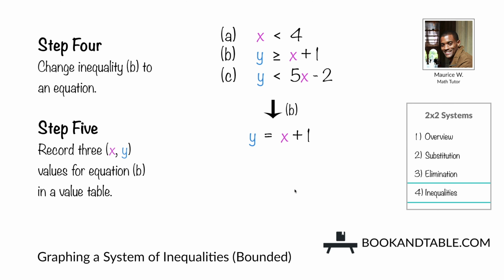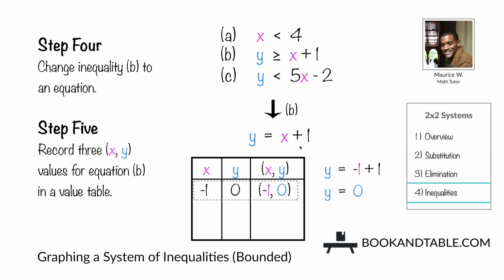And now we want to create a value table for B. So step 4, change inequality B to an equation. We change the greater than or equal to sign to an equal sign. And now we have y is equal to x plus 1. So we can create a value table for equation B. So when x is -1, y is equal to -1 plus 1, which is 0. So the first point in the value table is x is -1 and y is 0. When x is 0, y is equal to 0 plus 1, which is 1. So the second point in the value table is (0, 1).